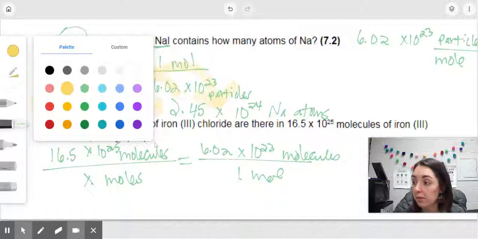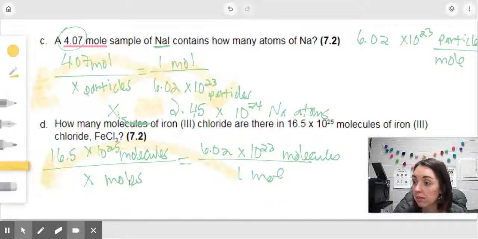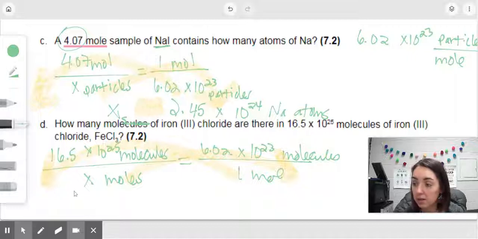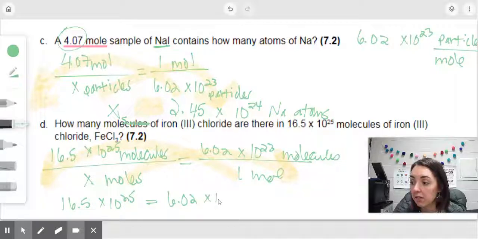So remember, we do cross, cross. So I get 16.5 times 10 to the 25th equals 6.02 times 10 to the 23rd x, which means I'm going to have to divide both sides by 6.02 times 10 to the 23rd. Here's my advice.